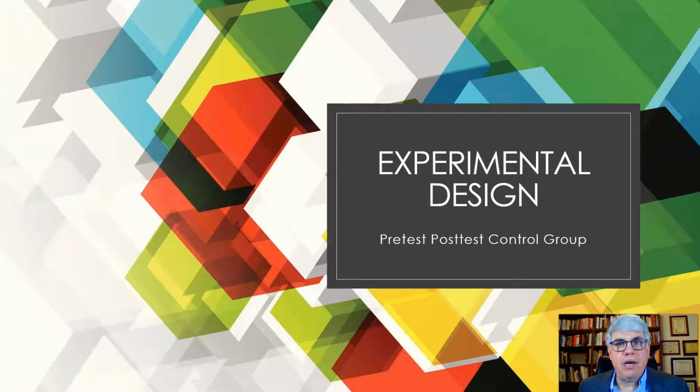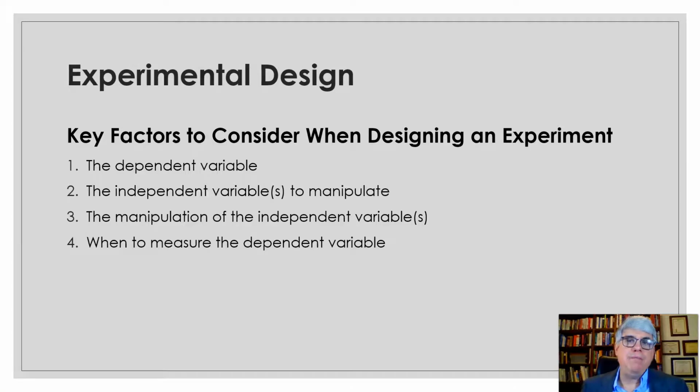Let's look at experimental design in organizational psychology. We're going to especially look at one exceptionally powerful design called the pre-test, post-test control group. Now, when we talk about experimental design, there's all kinds of factors that we need to consider when designing an experiment. The one thing that all experiments have in common is random assignment into two groups so that we can measure if the average between the two groups is significantly different.